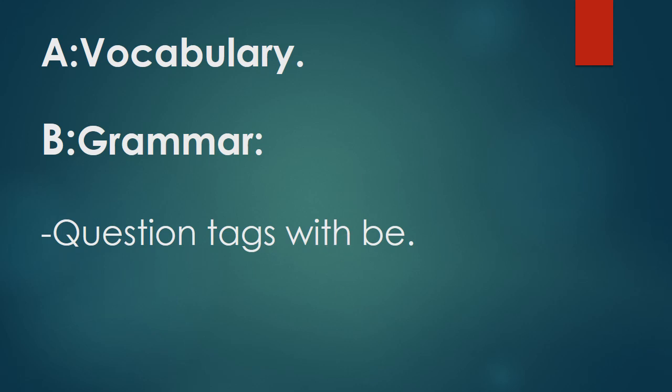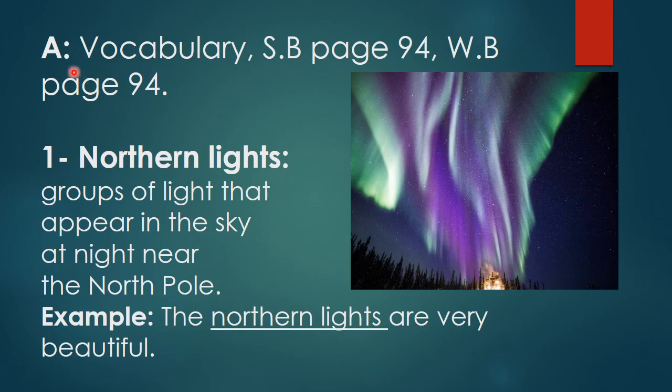Okay? Right. So, at first, we are going to study the vocabulary. It's in your student book, page 94. And it's in your workbook, page also 94. Alright, first one. Northern lights. Okay, northern lights. Groups of light that appear in the sky at night near the North Pole.